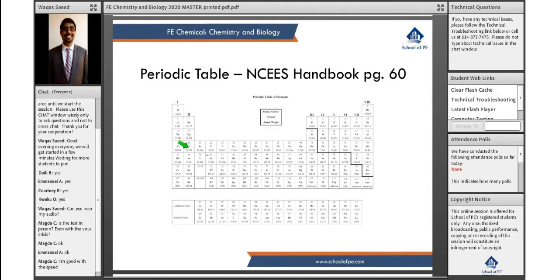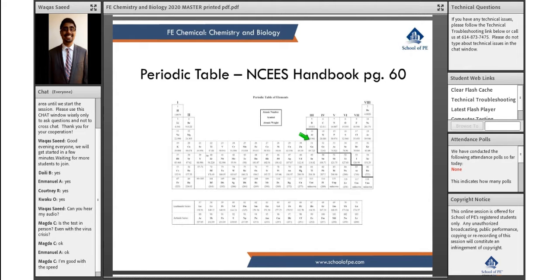You should know that this is calcium, magnesium, beryllium, and if I move over to here, boron, carbon, nitrogen, oxygen, fluorine, aluminum. These are some of the common elements that you should know what their initials are in the periodic table.